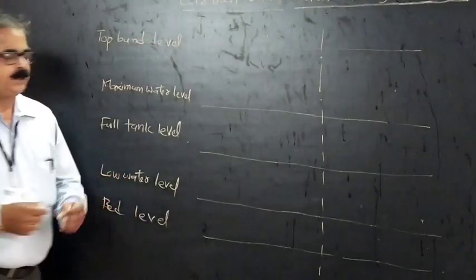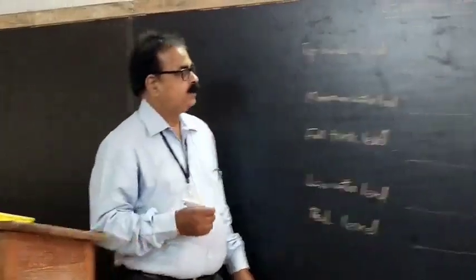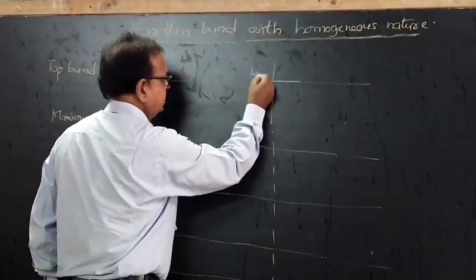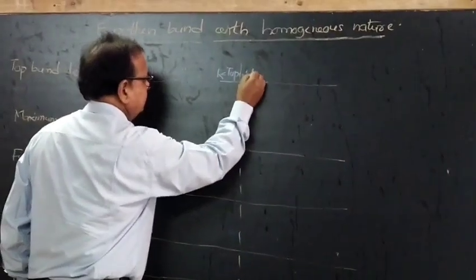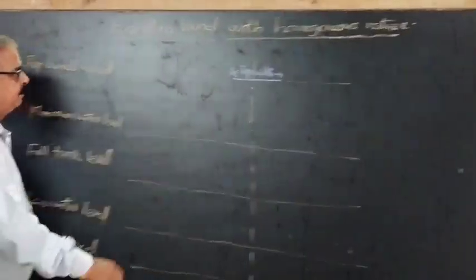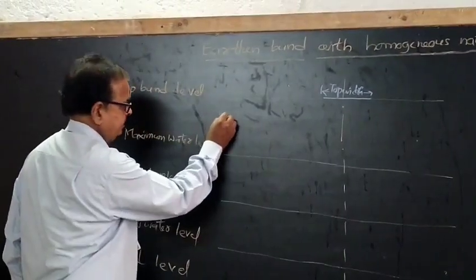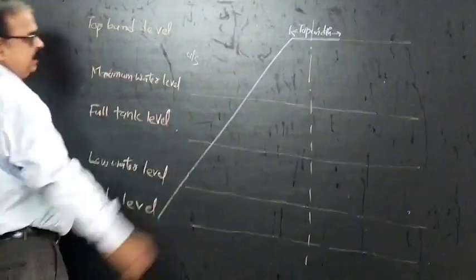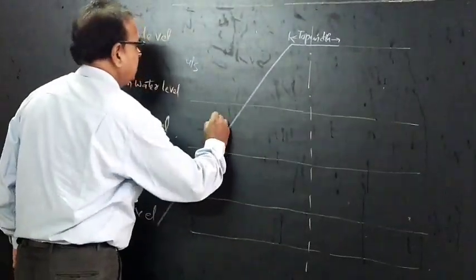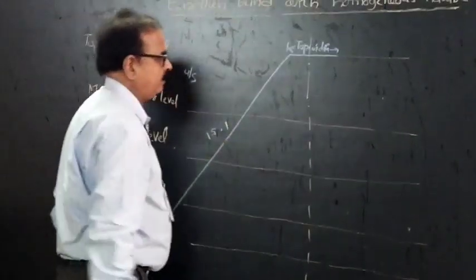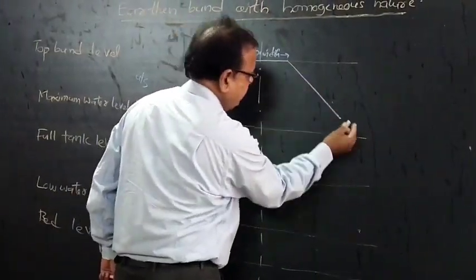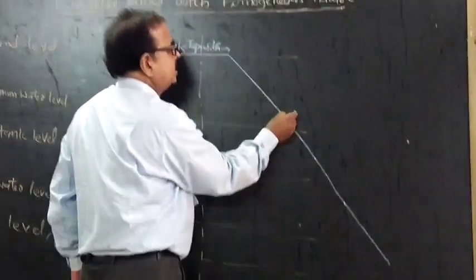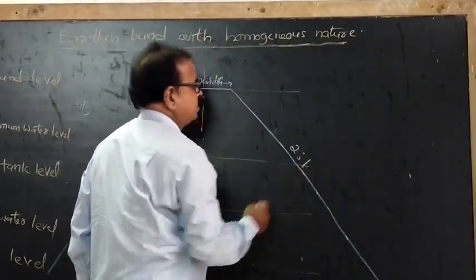We have to take the top width of the bund, which is drawn at the TBL, known as the top width of the bund. By knowing the upstream side slope, draw the upstream side slope. Normally it is given as 1.5:1 or 1.5:2, and also draw the downstream side slope. It will be given as 2:1 or 2:1.5.